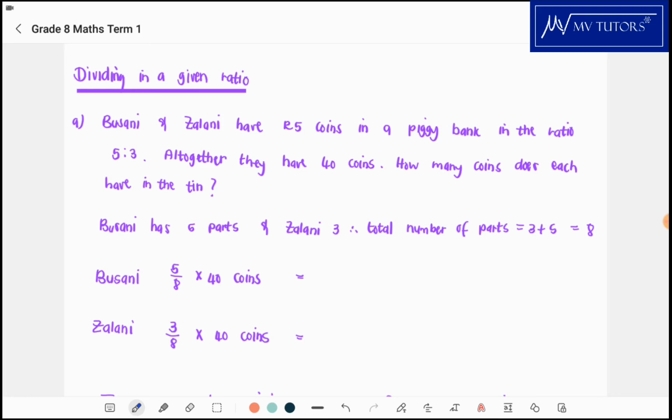So here we have Busani and Zalani, who have 5 rand coins in a piggy bank in the ratio of 5 to 3. Okay, so Busani has the most, the 5, and Zalani has the least, 3. Now, if you don't understand ratios at that point in time, you won't really know how much belongs to who. Okay, so it's very important to understand ratios, I emphasize again.